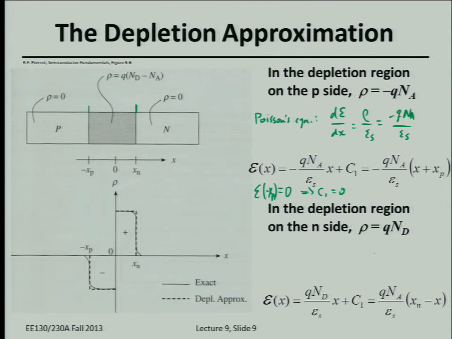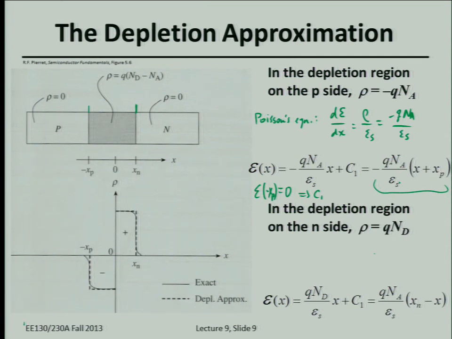Oh, sorry. I'm sorry. That's wrong. Actually, then you can solve for C1. Let me just write this down. So you can solve for C1. And it turns out then, if you simplify the expression, that you end up with this formula for the electric field on the p side. Okay, so you can see easily that if x equals minus xp, this expression goes to 0. Okay? And it's a linearly decreasing function with distance. And the slope is equal to minus q NA over epsilon s.